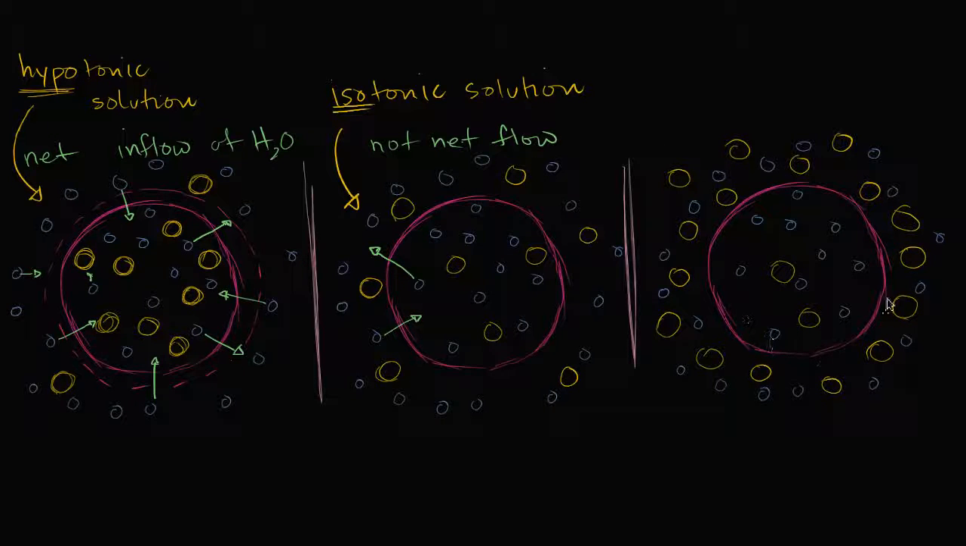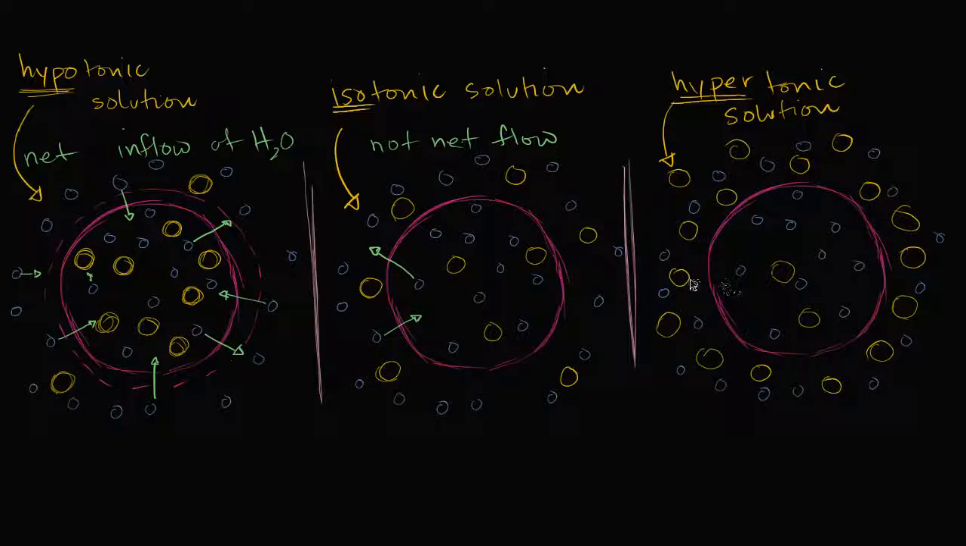And then, of course, you could imagine in this last scenario, I have a higher concentration of solute on the outside than I have on the inside. And we can guess what's going to happen. So first, what would I call this? Well, I have more of something in the solution, so I would use the prefix hyper. I have more of it, more hypertonic. This is a hypertonic solution.